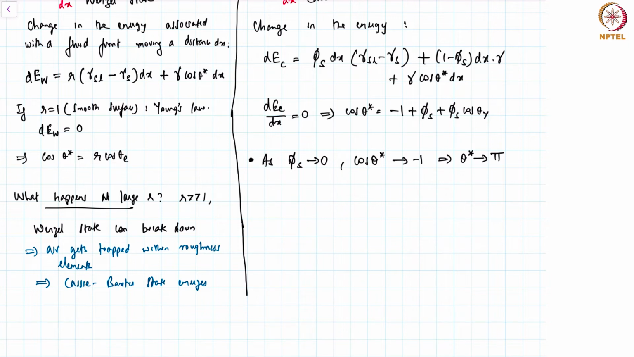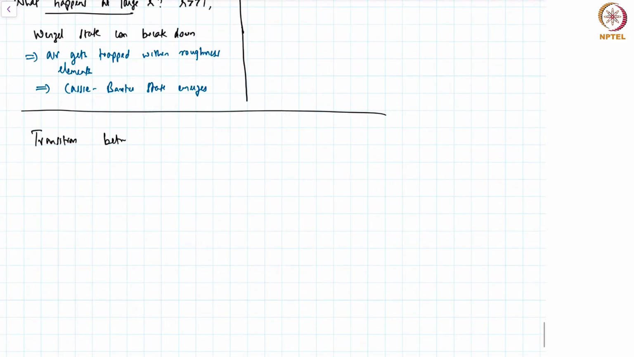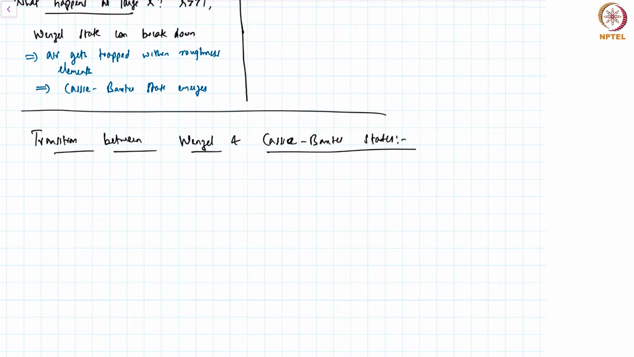Now let's look at the crossover between these states. Transition between Wenzel and Cassie. Let's look at the transition between these states. Now there are a couple of possibilities.